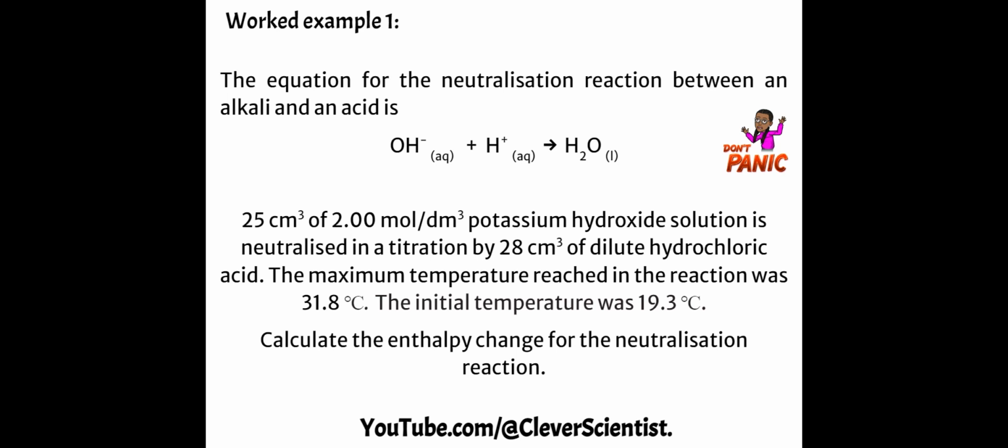Now, if we look at this worked example, we can see that we're given quite a lot of information in the question. So we've got 25 centimetres cubed of 2 moles per decimetres cubed of sodium hydroxide solution is neutralised in a titration by 28 centimetres cubed of hydrochloric acid. The maximum temperature reached in the reaction was 31.8 degrees C and the initial temperature was 19.3 degrees C. Calculate the enthalpy change for the neutralisation reaction.